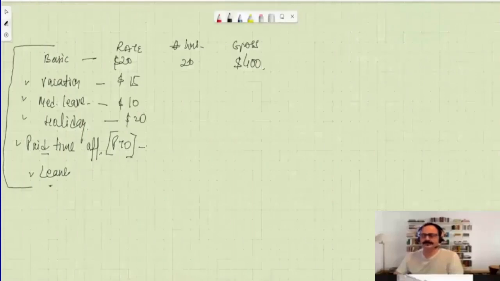Per hour. If you take paid time off, that is also full rate. But if you took a casual leave, then it is going to be again $10. That is how it is going to be.